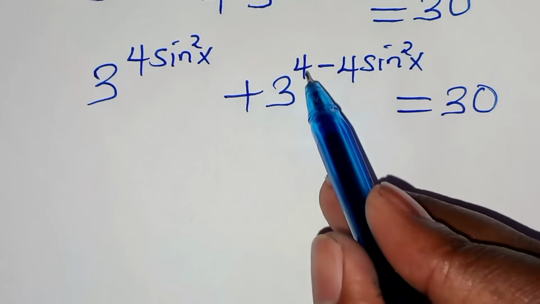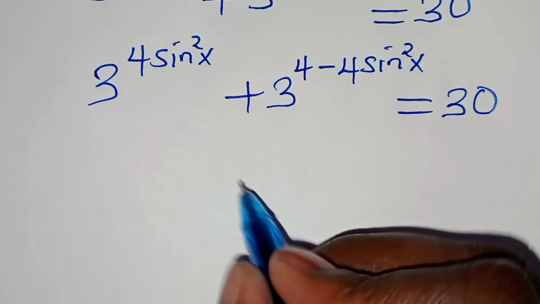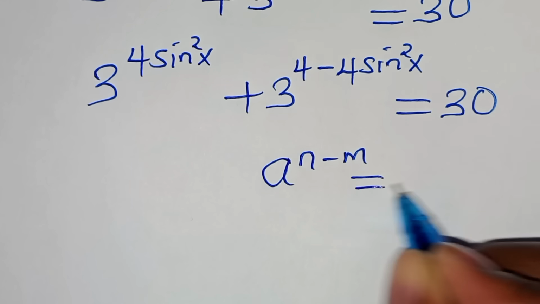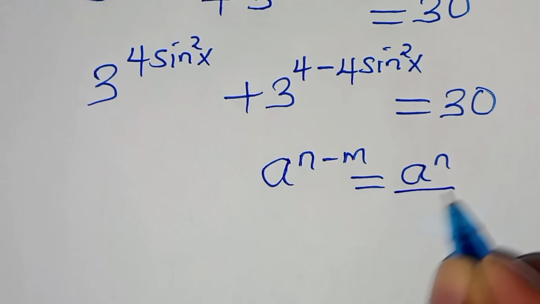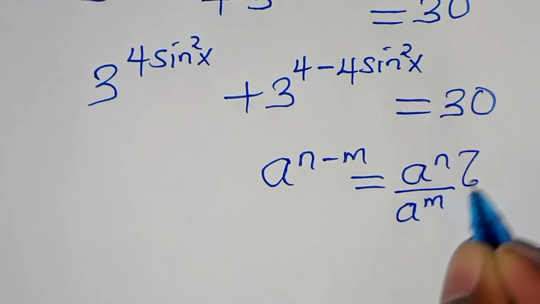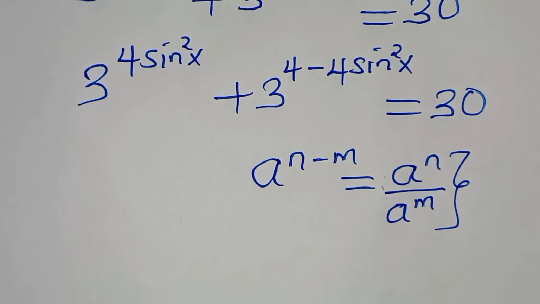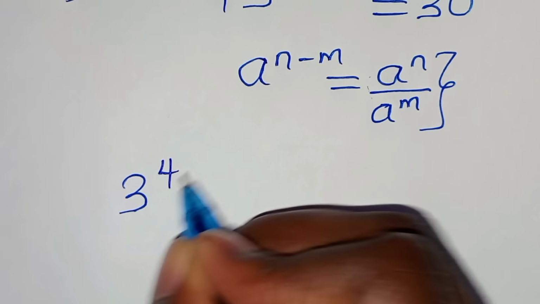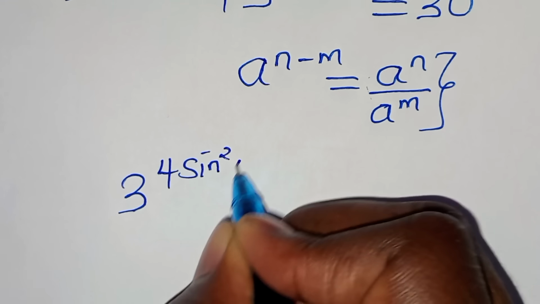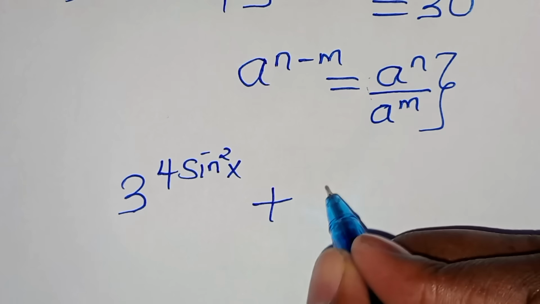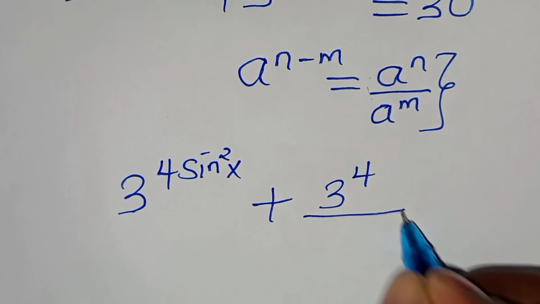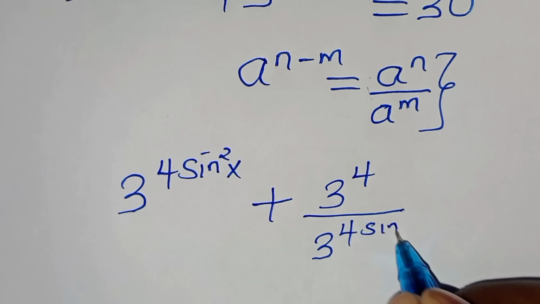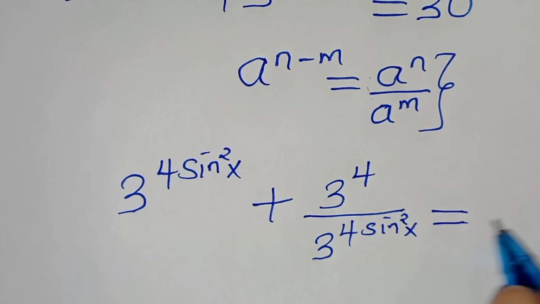Now, 3 to the power of 4 minus 4 sin squared x is in the form of a to the power of n minus m, which we can express as a to the power of n divided by a to the power of m. Applying this exponent property, it follows that we have 3 to the power of 4 sin squared x plus 3 to the power of 4 divided by 3 to the power of 4 sin squared x. This is equal to 30.